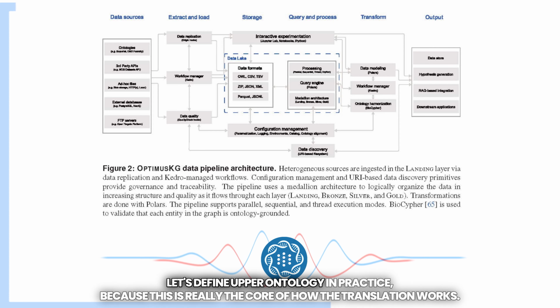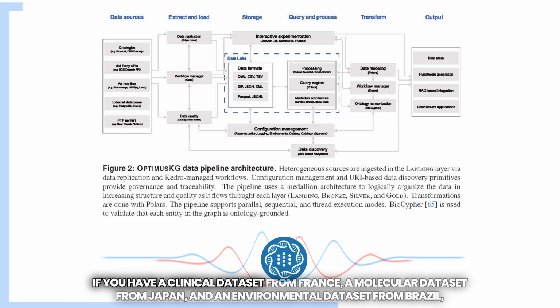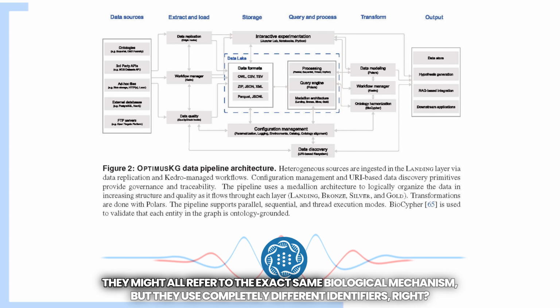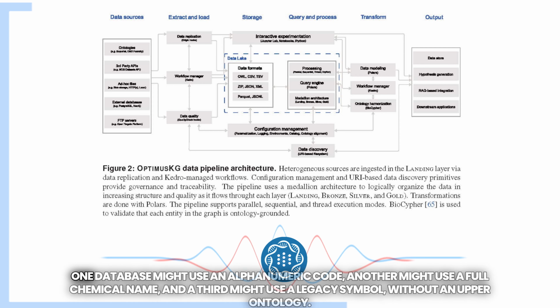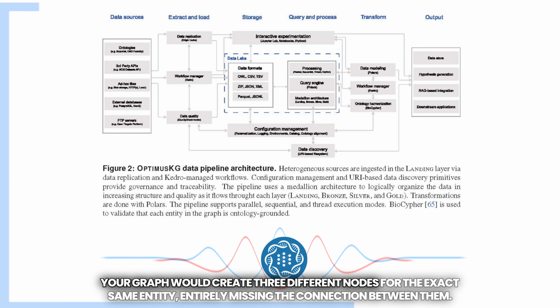Let's define upper ontology in practice, because this is really the core of how the translation works. Yeah. An ontology is basically a master rulebook for how we name and classify things. Right. If you have a clinical data set from France, a molecular data set from Japan, and an environmental data set from Brazil, they might all refer to the exact same biological mechanism, but they use completely different identifiers. Right, exactly. One database might use an alphanumeric code, another might use a full chemical name, and a third might use a legacy symbol. Without an upper ontology, your graph would create 3 different nodes for the exact same entity, entirely missing the connection between them.